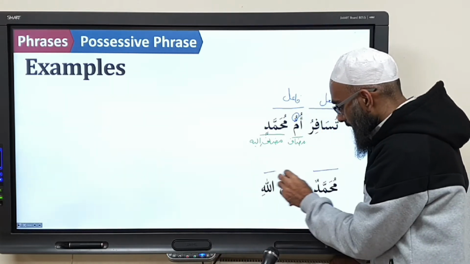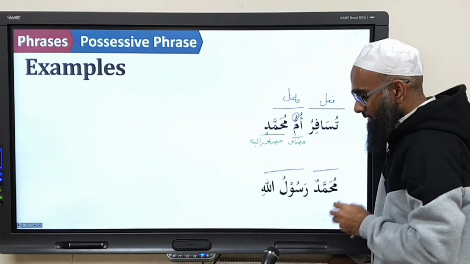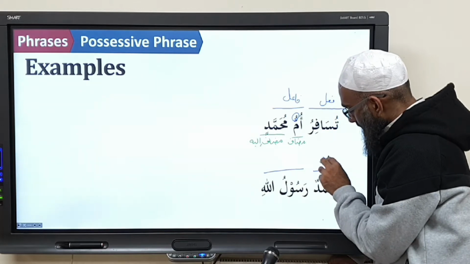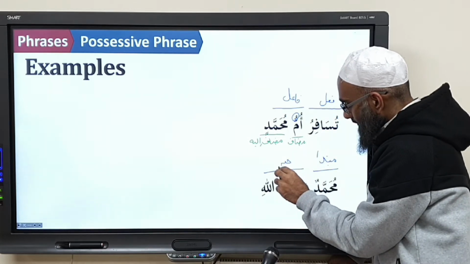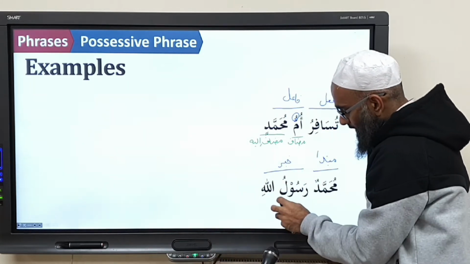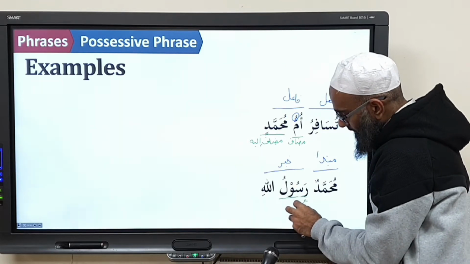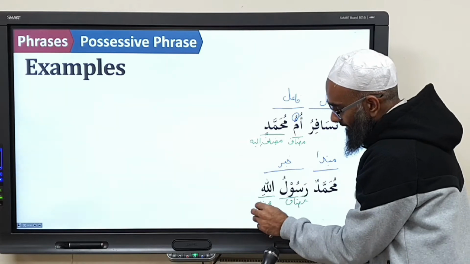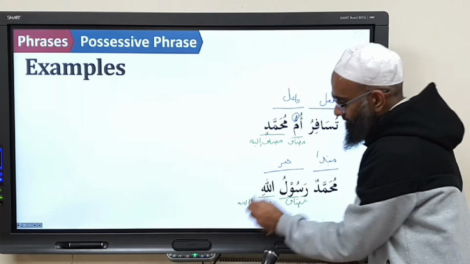Muhammadun Rasulullahi sallallahu alayhi wa sallam. Muhammadun is mubtada and Rasulullahi is the khabar. And Rasul is what? Mudaf. Lafzul jalala is the mudafun ilay. Okay? Good.